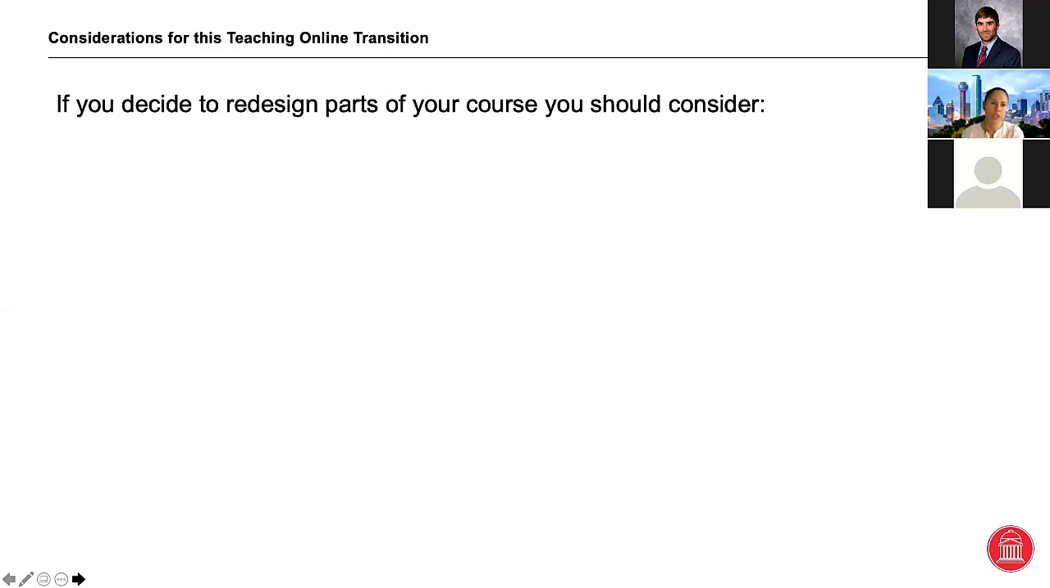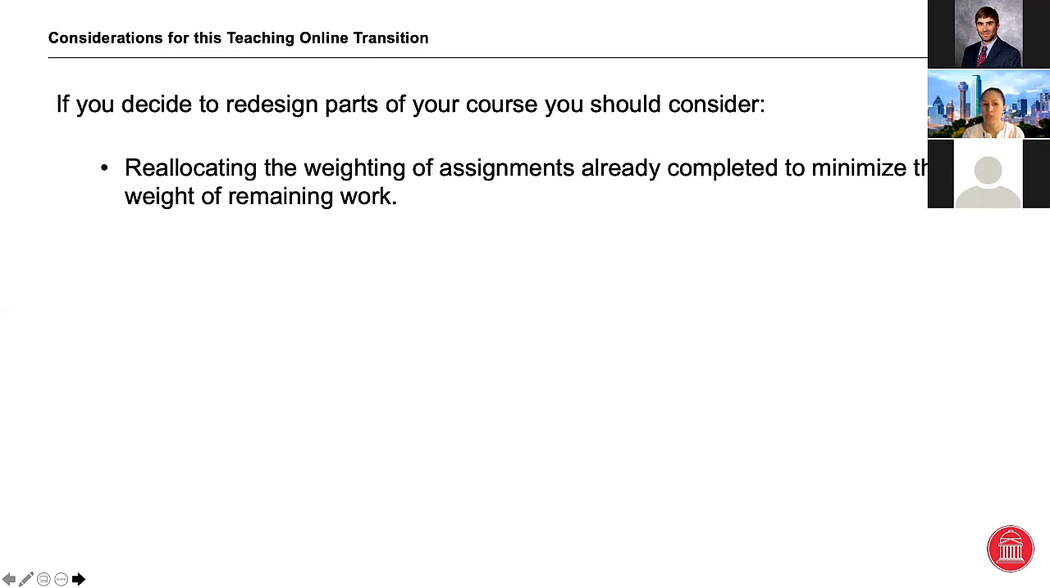So, things that you should think about if you really need to redesign parts of your course, right? There are activities that you have already created and that already allowed you to meet some of those learning objectives, wonderful. But there are some that you might not have yet. So if you're really thinking about revamping your activities, these are some things that you should consider. The first one is kind of relocating the weighing of the assignment.